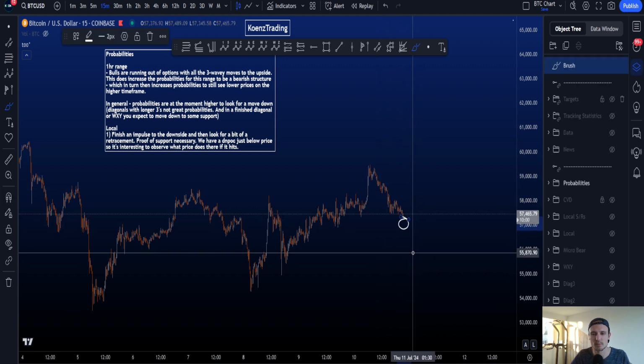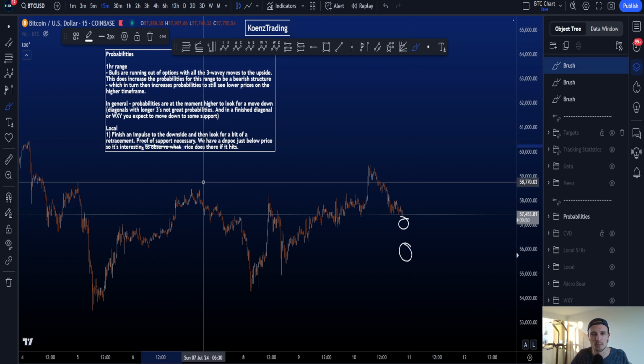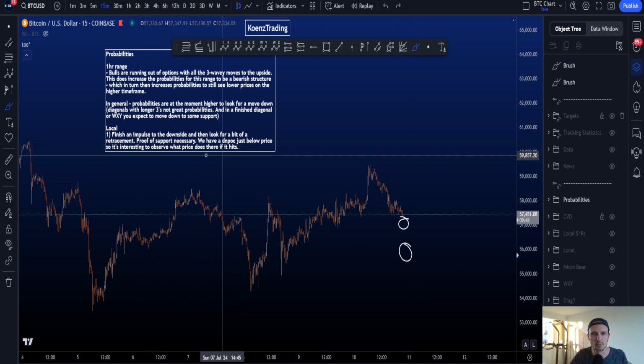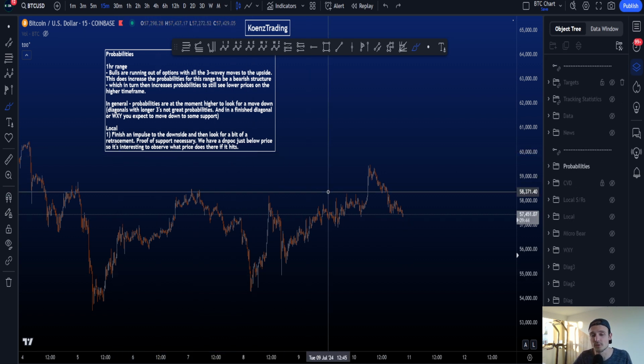We have a daily naked point of control and some extra support below, and that is interesting because at those areas, I'll be interested to look for potential longs if I see what I want to see, which means proof of support. We have a daily naked point of control below price. Interesting to see what price does if we do hit it.